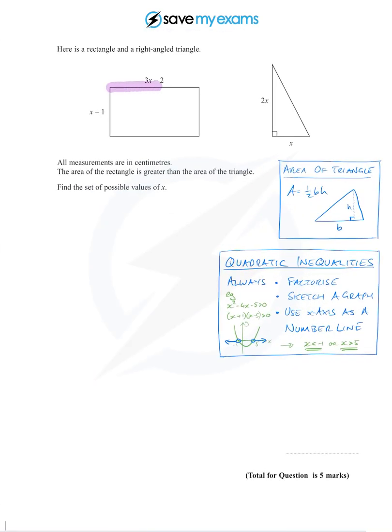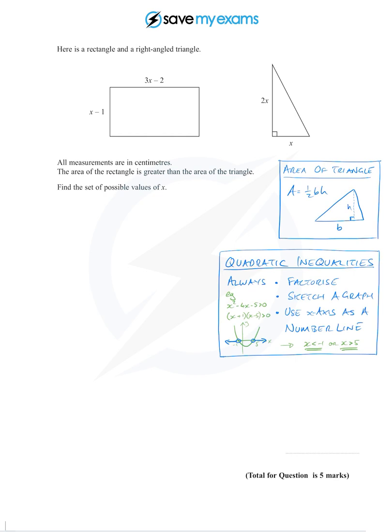So we have a rectangle, there it is, and a right-angled triangle, there it is. And we're given dimensions in terms of x rather than just numbers. And we're told that all the measurements are in centimetres. And we are told that the area of the rectangle is greater than the area of the triangle. And we're asked to find the set of possible values of x.